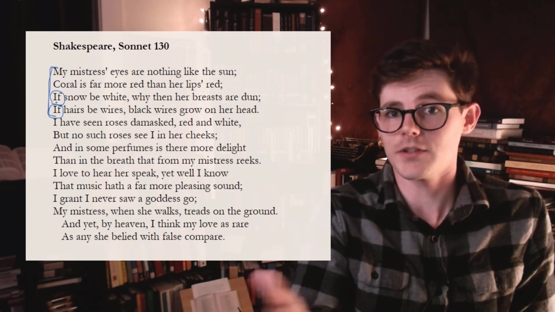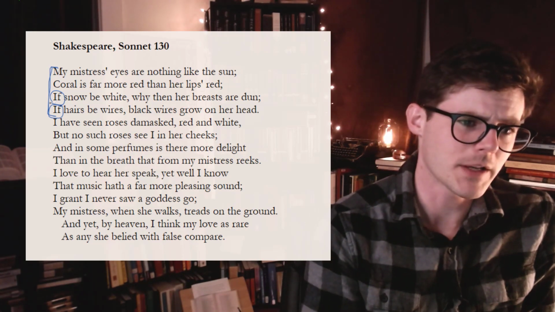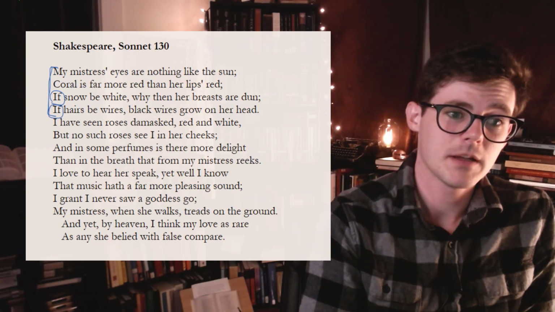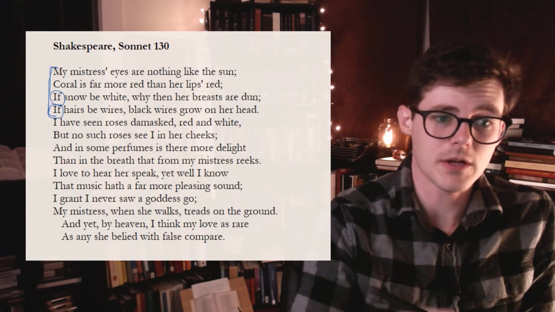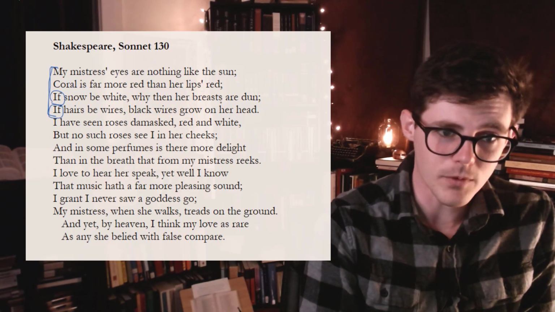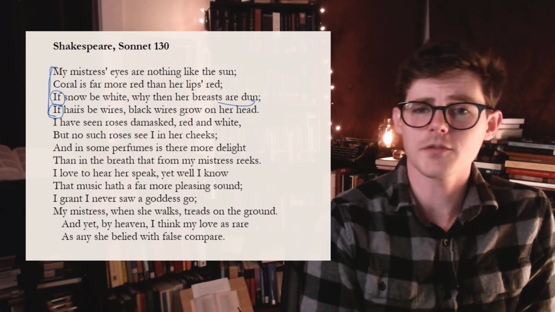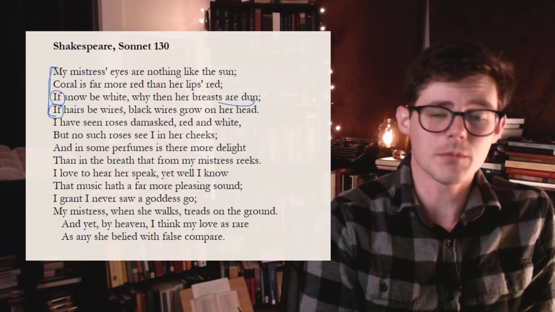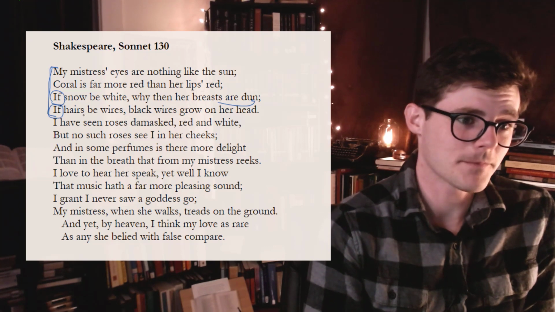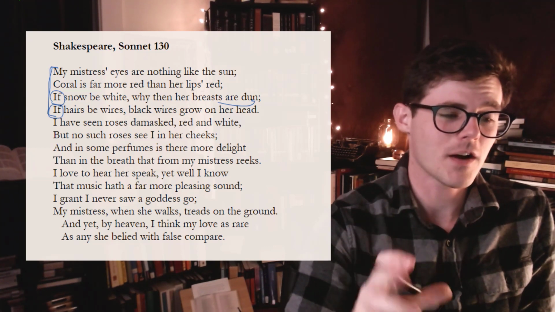If sapphires, lo, her eyes be sapphires plain. Here, if snow be white, Shakespeare, the speaker, is saying her breasts are not white. They are dun. If hairs be wires, then black wires grow on her head. These two poems, I think, are in conversation.